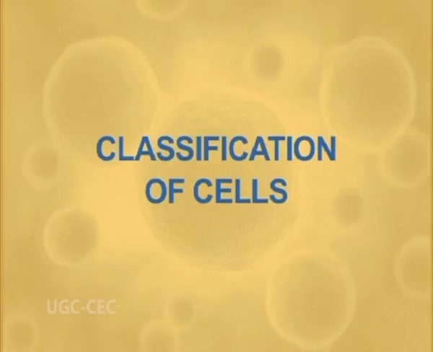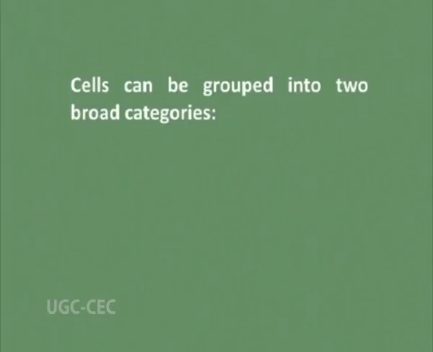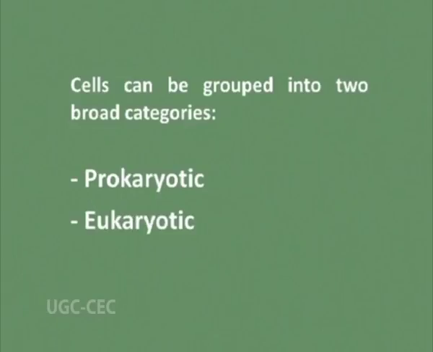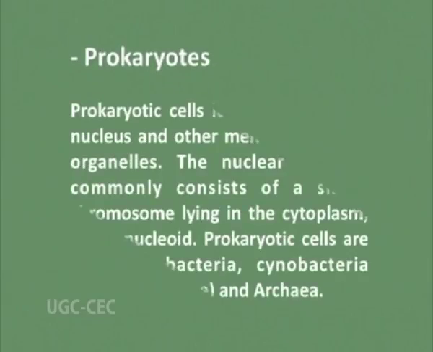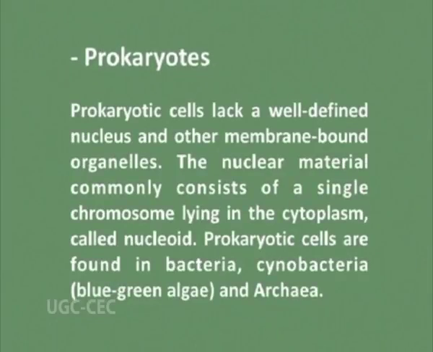Next, let us see the classification of cells. Cells can be grouped into two broad categories, that is prokaryotic and eukaryotic, based on their complexity. The first group of cells are the prokaryotes. Prokaryotic cells lack a well-defined nucleus and other membrane-bound organelles. The nuclear material commonly consists of a single chromosome lying in the cytoplasm called nucleoid. Prokaryotic cells are found in bacteria, cyanobacteria or blue-green algae, and archaea.